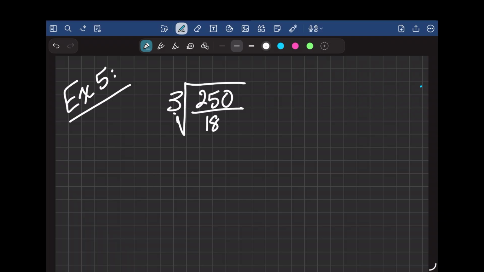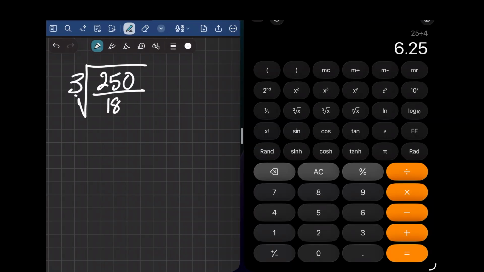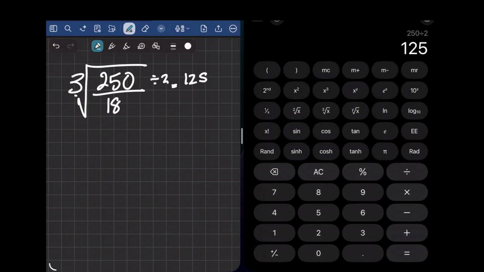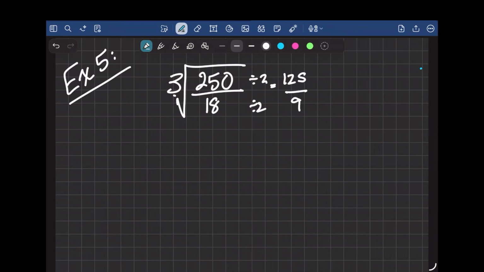So when I'm looking at 250 over 18, I again want to try and see if I can reduce that fraction. I see that the top and the bottom are both even numbers, so I'm going to see how 2 works. So I'm going to do 250 divided by 2. And I get 125. And then 18 divided by 2, I know that that is 9. I'm going to try 3. So 125 divided by 3, that does not work. I get a decimal. 9, the only thing that can go into 9 is 3. So this means that this fraction is simplified as much as it can be. So instead of breaking down 250 over 18, we're going to break down the cubed root of 125 over 9.